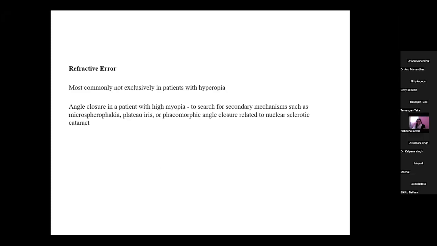Refractive error: most of the patients with angle closure are hyperopic, but we can also see angle closure in some myopic patients. So we have to rule out any secondary causes of angle closure in the patients with myopia.